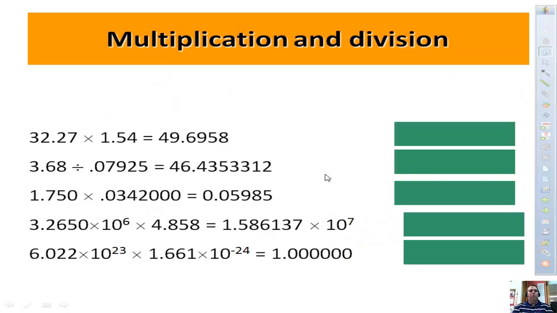Here's what I want you to do. I've multiplied all of these out or divided all of these out. You can see the numbers. When I take 32.27 times 1.54, this is what my calculator gave me. I want you to give me the correct sig fig answer. Division, give me the correct sig fig answer. Do that for all 5.